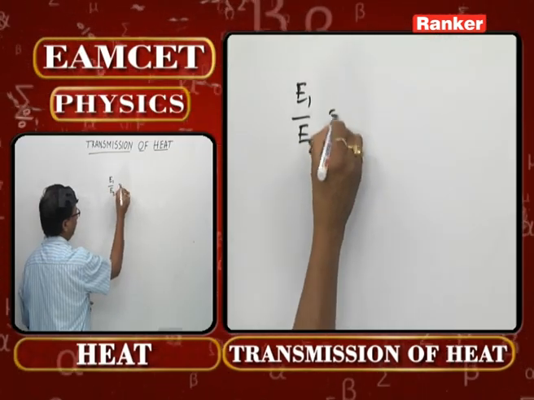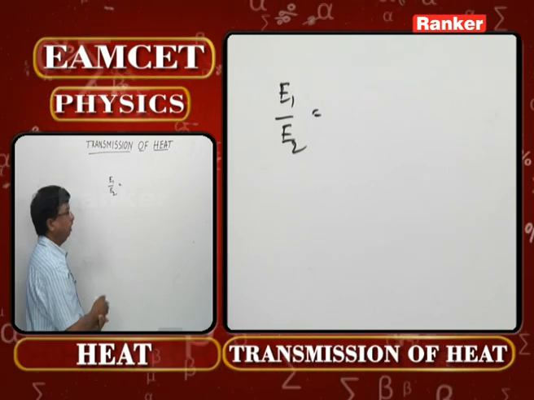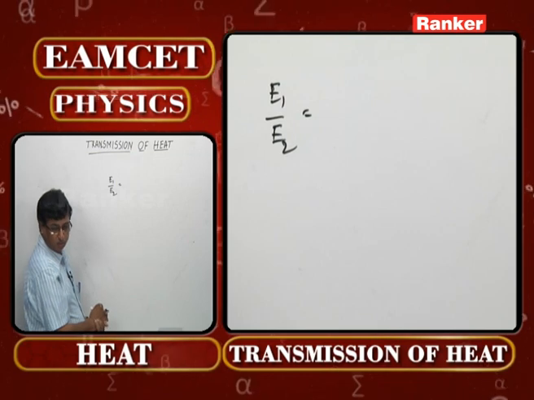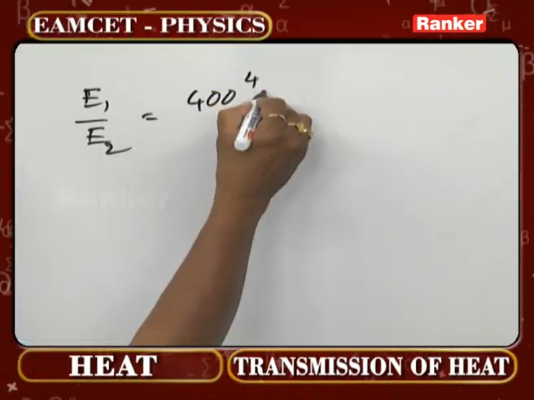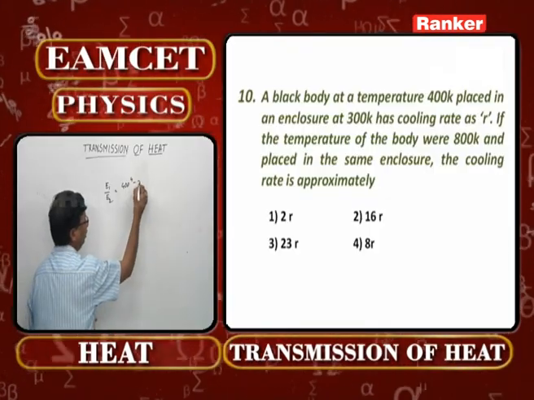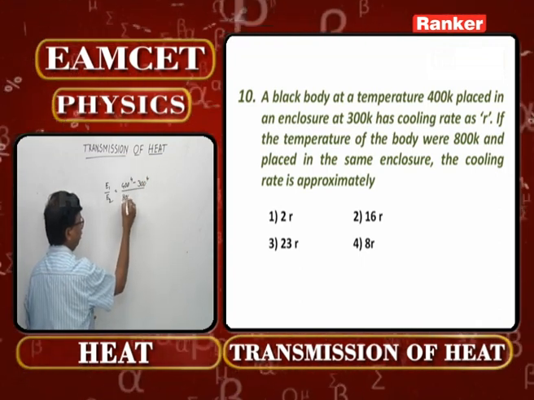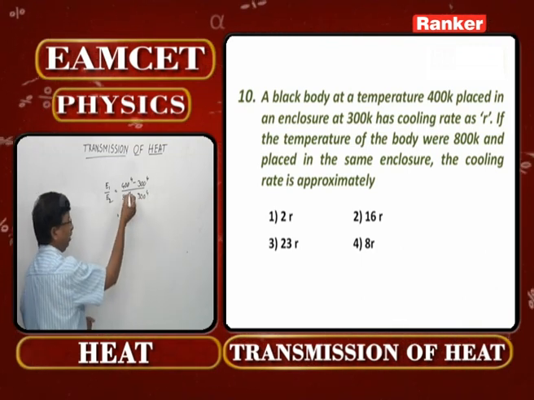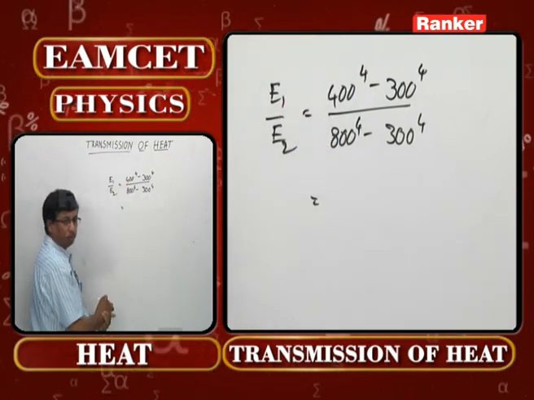When I write this one, T1 to the power 4 minus T0 to the power 4 divided by T2 to the power 4 minus T0 to the power 4. First value that has been given over here is 400 to the power 4 minus, what is the value of enclosure given? 300 to the power 4 by 800 to the power 4 minus 300 to the power 4. As I said earlier, all zeros get cancelled even after taking the fourth power as well.